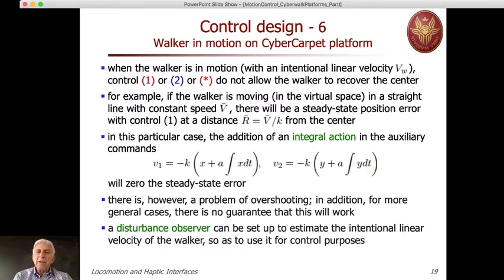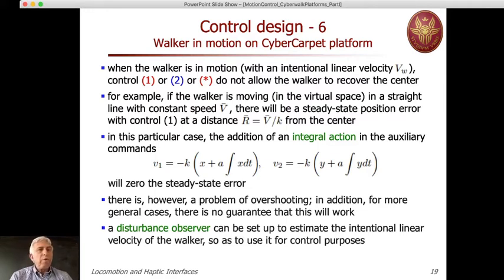What happens in the transient? First of all, we should guarantee that the transient vanishes, so that the system is asymptotically stable or exponentially stable in the presence of this modification of the controller. But even then, we may have some problem during the transient.